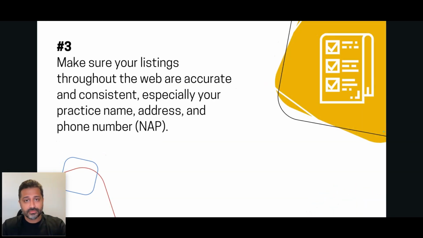Now let's move on. The next thing you must do to rank in the 3-pack is to make sure your practice's listings in online directories across the internet are accurate and consistent. This includes your practice's name, address, and phone number. We call this NAP, name, address, phone number, as well as other factors like your practice's description, services offered, office hours, and so on. Okay? So apart from your Google Business Profile, which we already discussed, that's the key, you must do it.